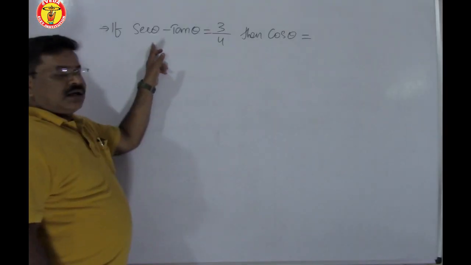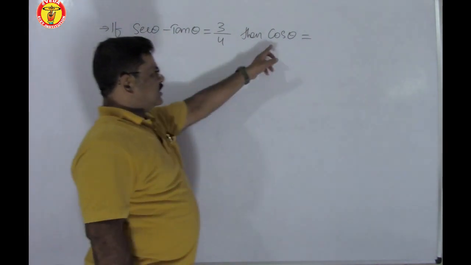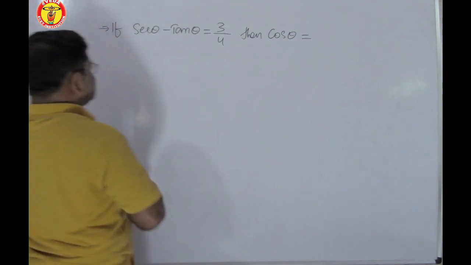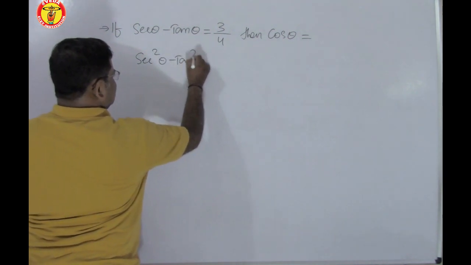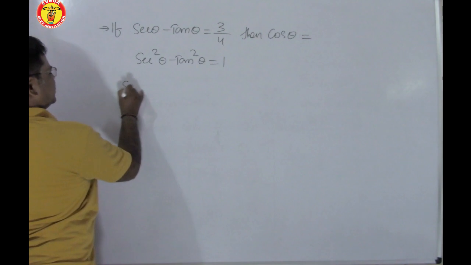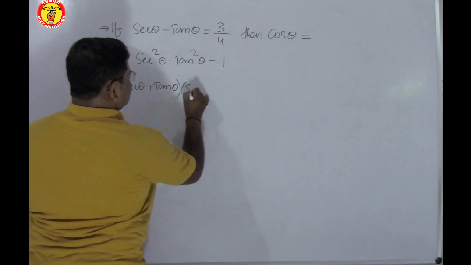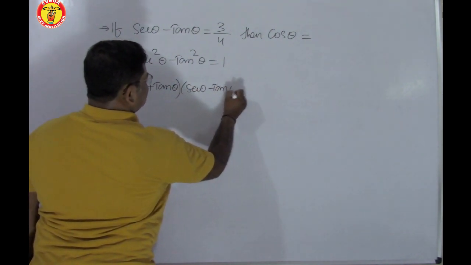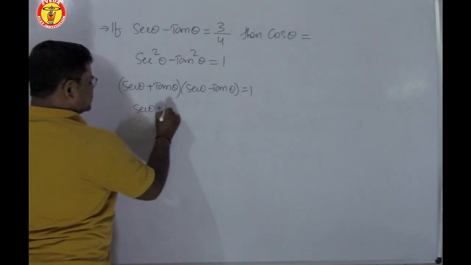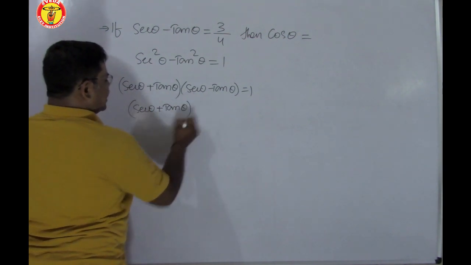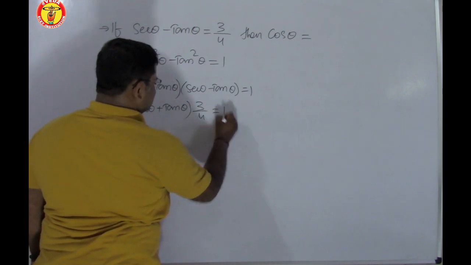Clear? Now coming to this problem: secant theta minus tan theta is equal to 3 by 4, then what is cos theta? Just now I said secant square theta minus tan square theta is equal to 1, which can be written as secant theta plus tan theta into secant theta minus tan theta, which is equal to 1. In our question, secant theta minus tan theta is equal to 3 by 4. So into 3 by 4, which is equal to 1.